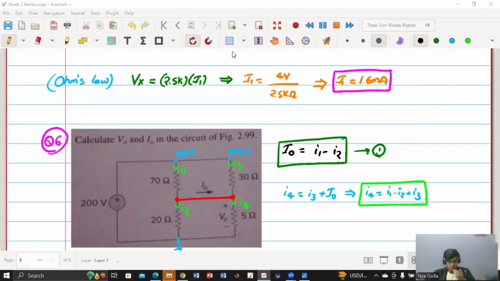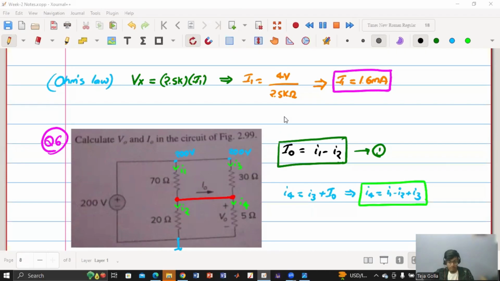Sir, can we use mesh analysis? Yes. Since I have not taught mesh analysis in this course till now, that's why I have not used mesh analysis. But yeah, you are free to use mesh analysis. Sir, is any other method not possible here, like the upper pair and lower pair resistances are in parallel? Can't we use R equivalent?